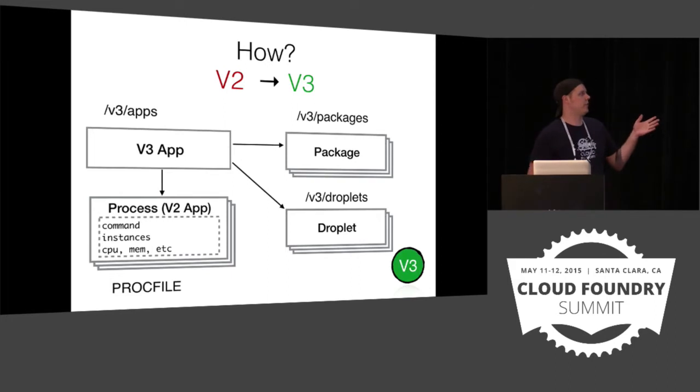We're going to pull out packages, we're going to pull out droplets, and we're going to pull out processes, and we're going to give them their own API endpoints so that they can actually be interacted with. And they can be treated differently. And we have a more robust vocabulary to deal with these things. And what we're going to do specifically is pull V3 app up, which is going to be a new object. And this thing we call process, like our proc file, is really the old V2 app and managed by the proc file. So that's kind of important.